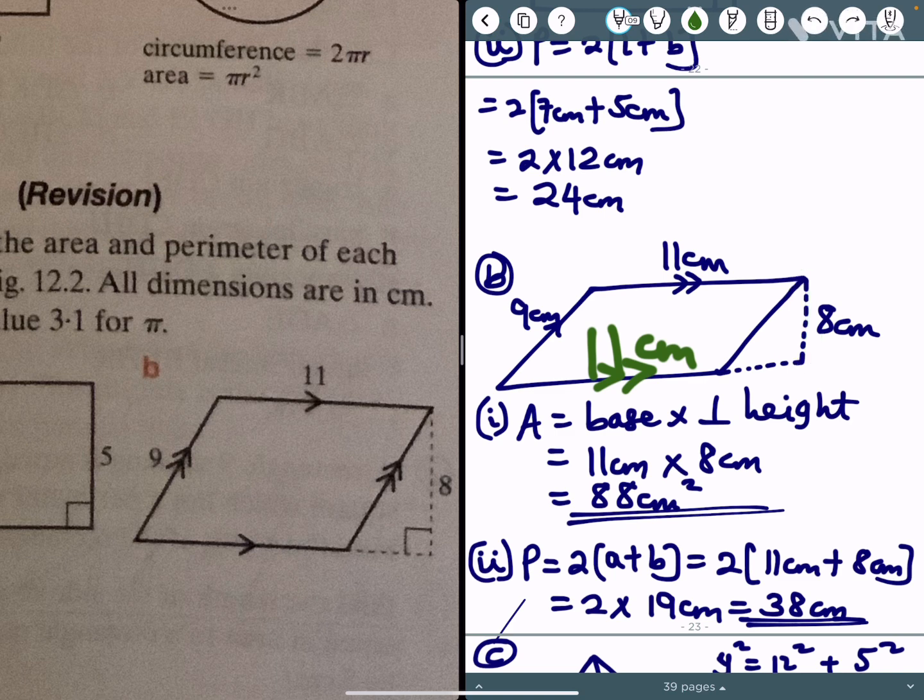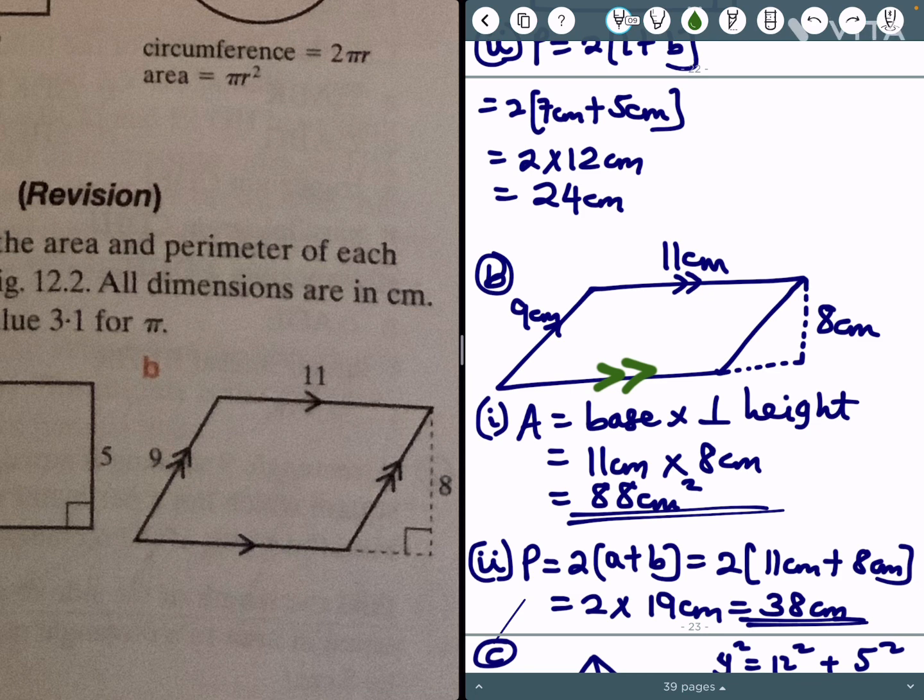Just note that whatever base you are using from the parallelogram must be perpendicular to the height. Sometimes the height is given on the outside of the shape like this, and sometimes the height is given inside the shape. So whichever one it is, just use a base that's perpendicular to the given height. Also, if the height was drawn here like this, we could use 9 times h. 9 times h would have also given us the area of the parallelogram. So take note of that. Very important.